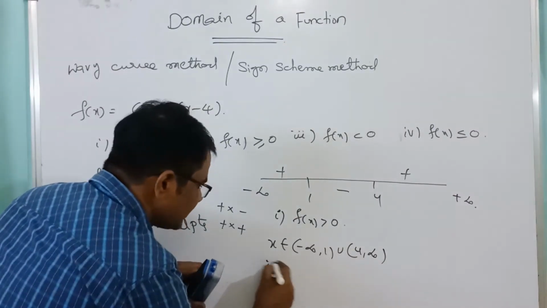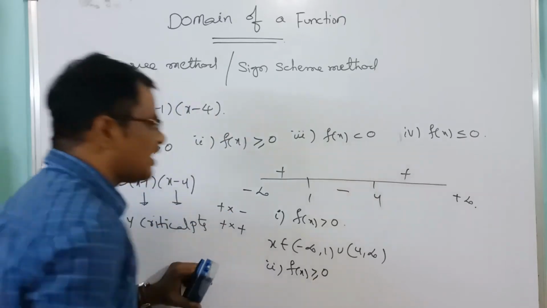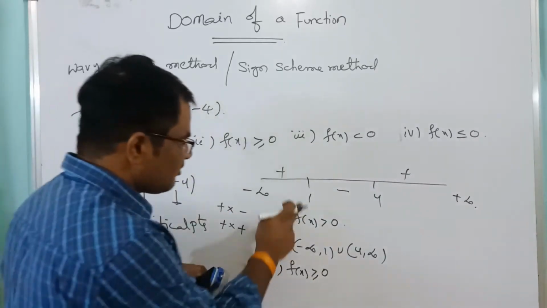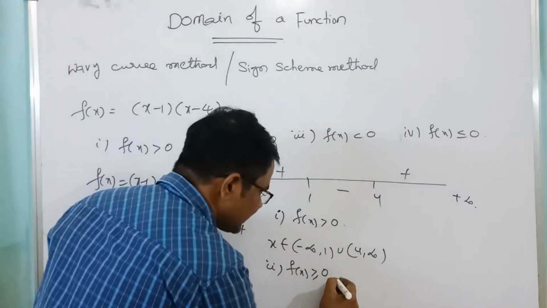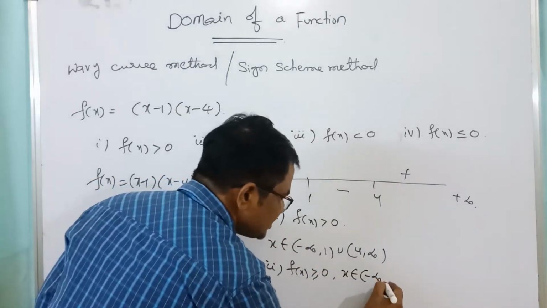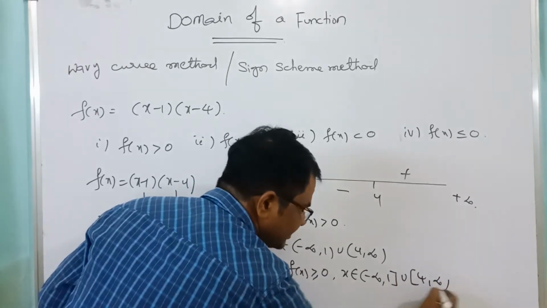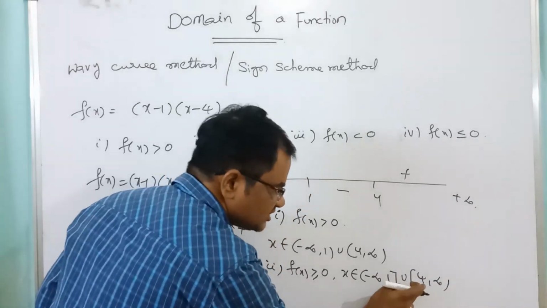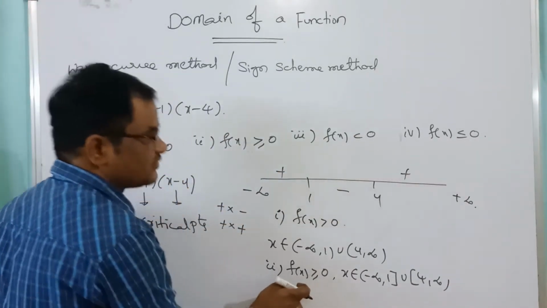Next, the second one is f of x greater than or equal to 0. f of x is 0 when x equal to 1 and when x equal to 4. So x belongs to minus infinity to 1 closed interval, union closed interval 4 to infinity, because here f of x equal to 0 is also allowed.